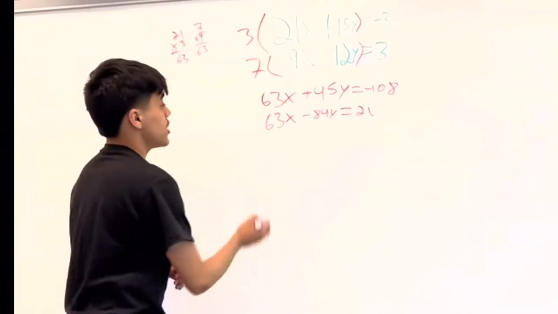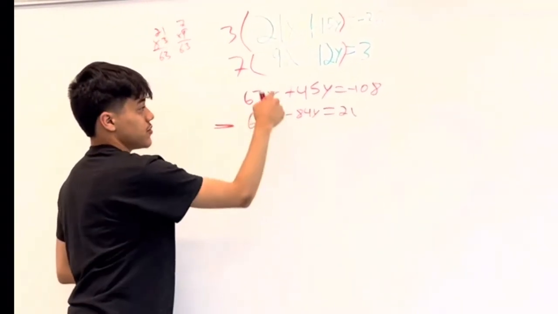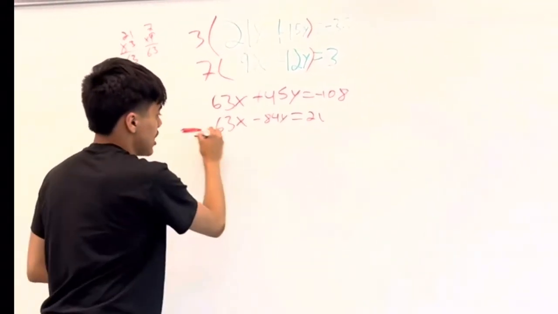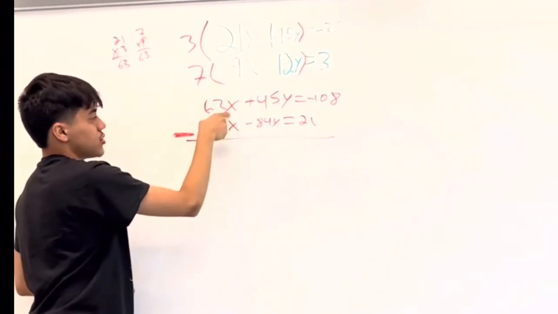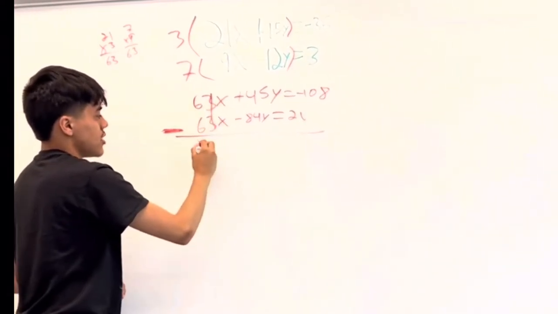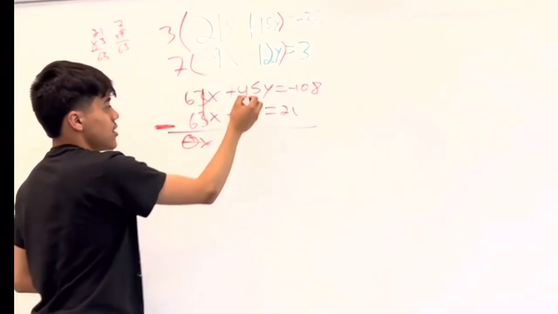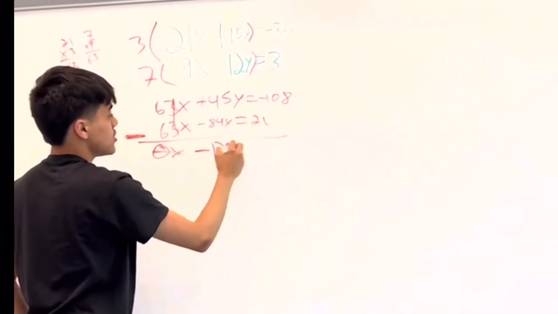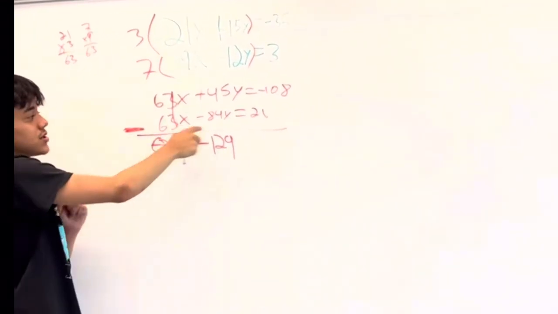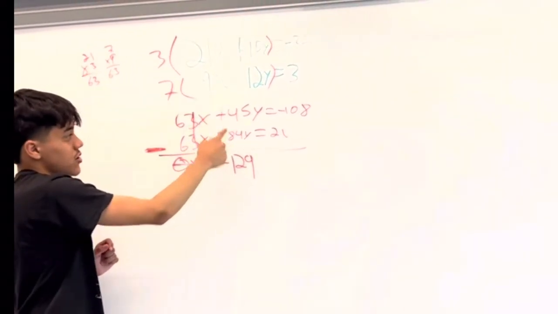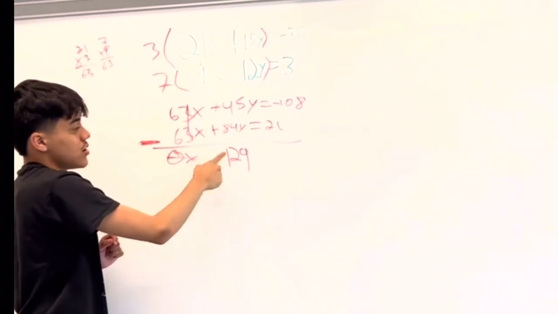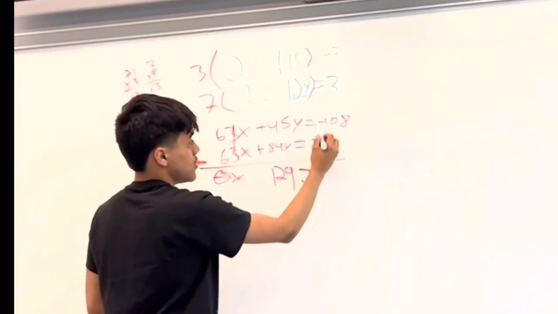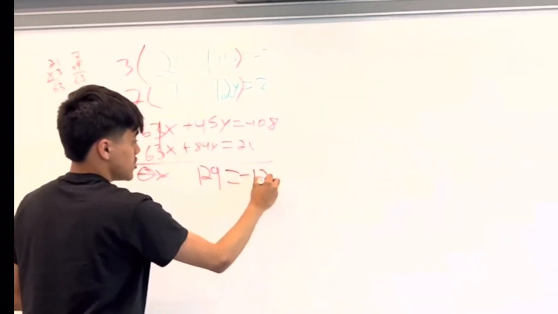So basically, we're subtracting this equation from this equation, the bottom equation minus the top equation. That would give us 63x minus 63x, which cancel each other out. So nothing. This would give us negative 129. And since we're subtracting this negative, it actually becomes a positive, so you're adding. So it would be a positive 129, and this would equal negative 129.